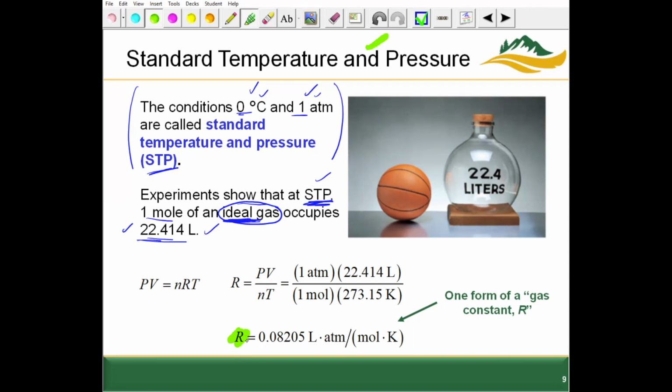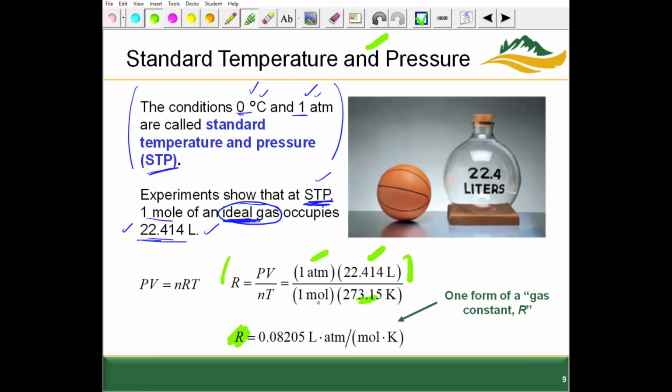So we can apply this gas constant to other problems that aren't at STP, but how we figured out the value for the gas constant in the first place is using the conditions of STP. So at STP, we're at 1 atmosphere. At STP, we're at 0 degrees Celsius. 0 degrees Celsius plus 273.15 is how many Kelvin.